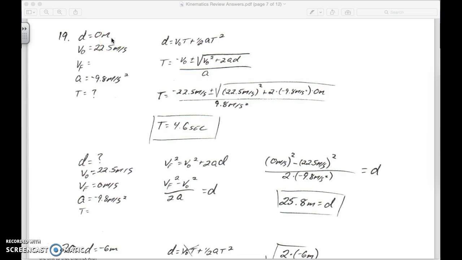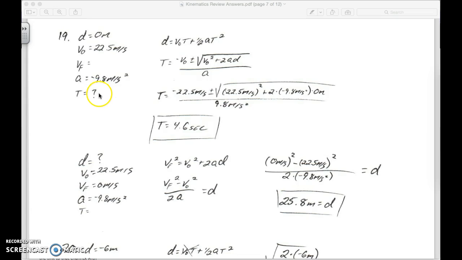If we're talking about finding how high it goes, that's a maximum height. D is not going to be 0 then. That's when it's at a place other than where you threw it. So that's why we're going to break this into a separate part when we're trying to find the maximum height down here. So let's just worry about the time first.